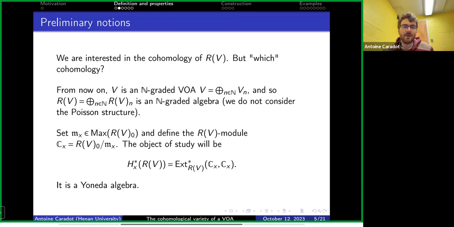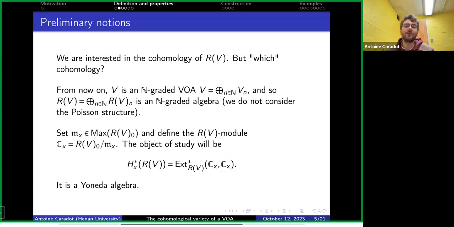So if you take a maximal ideal in RV0, RV0 is a subalgebra of RV. So you take a maximal ideal and you look at C index X to be this quotient. So it's an RV0 module, and by the projection from RV to RV0, it's also an RV module. And the idea will be to study this object, HX. To simplify the notation, it will be the X algebra or Yoneda algebra for RV for the module CX.